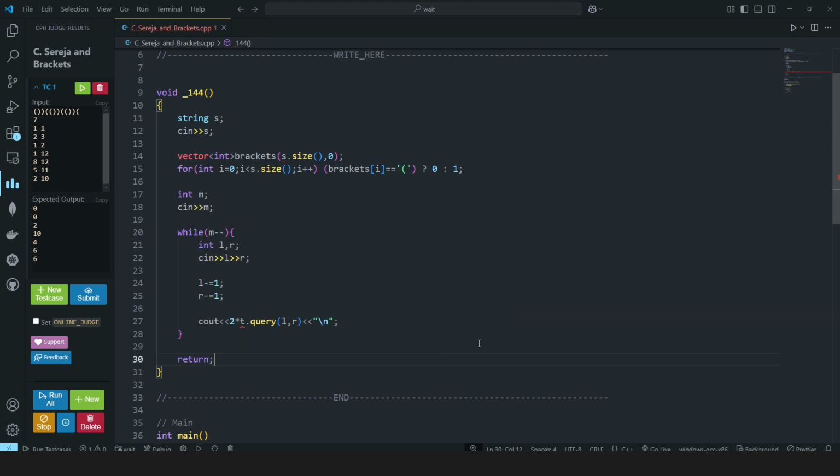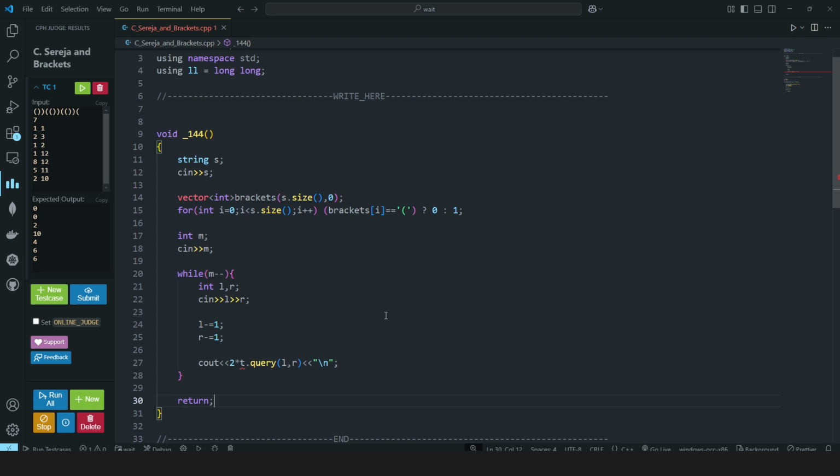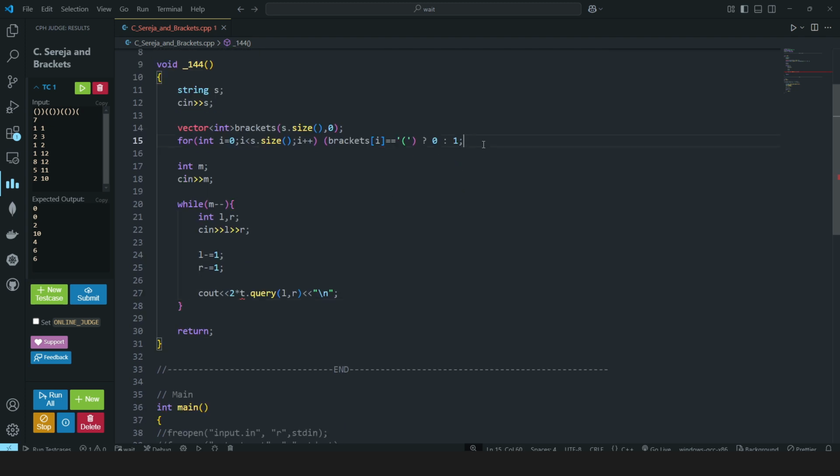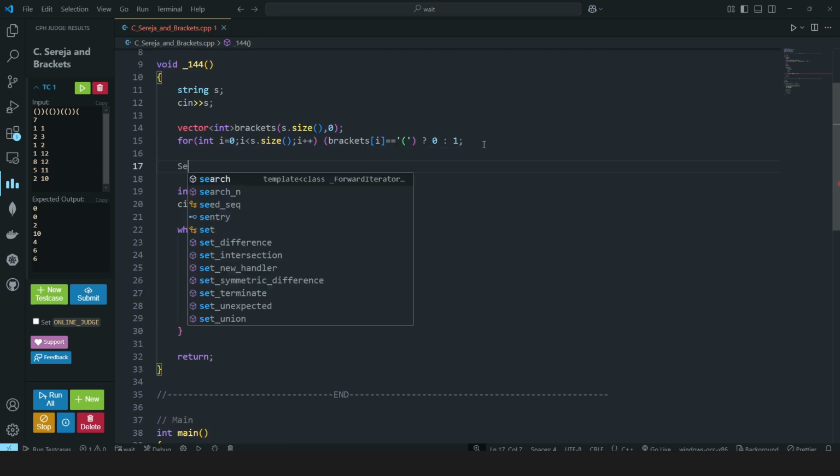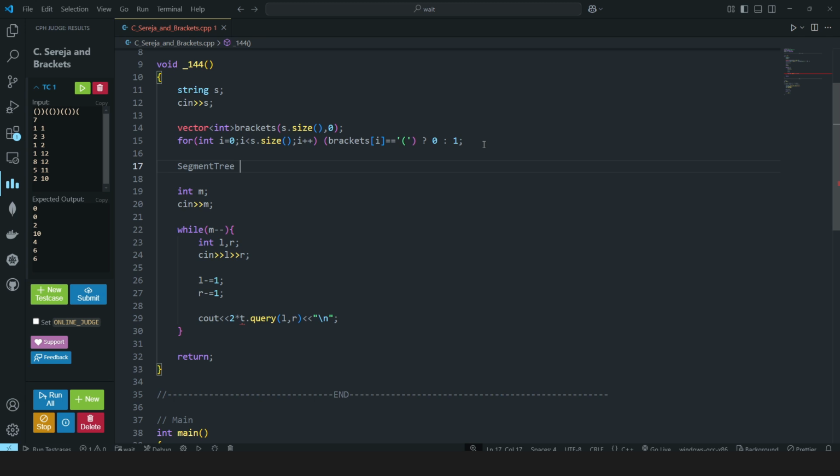So now let me quickly declare my segment tree template here. Now let's initialize the segment tree. I will say segment tree and give it the name T, and I will pass this brackets array here only, like this, right? In this way my segment tree will be initialized. Now let us start writing the segment tree class one by one.